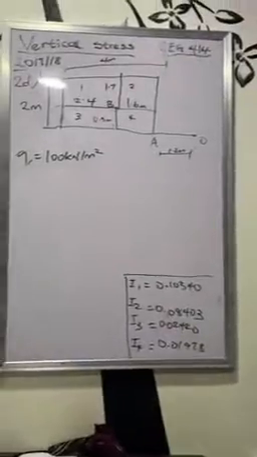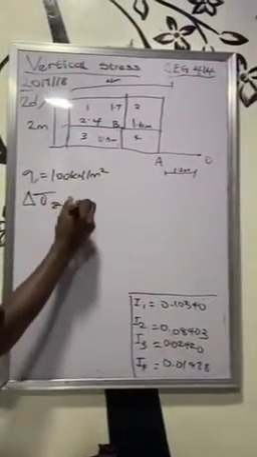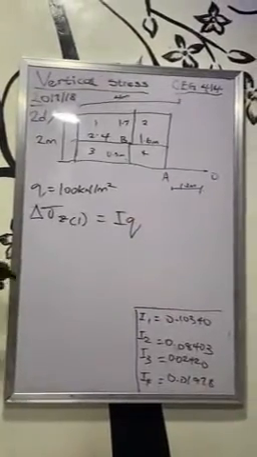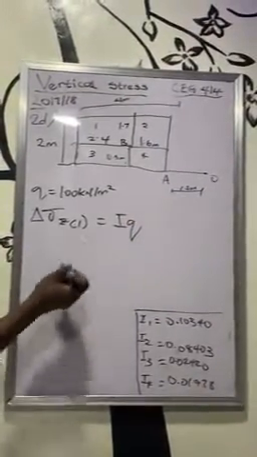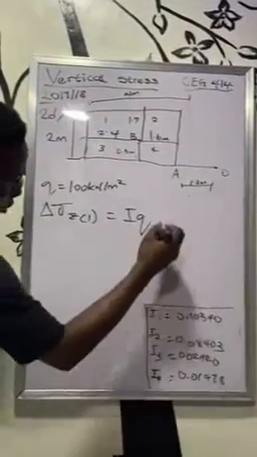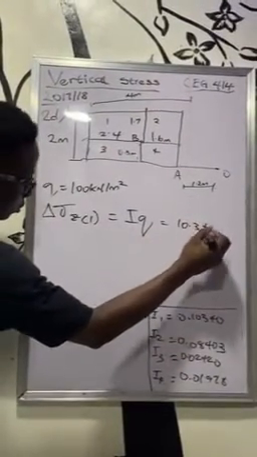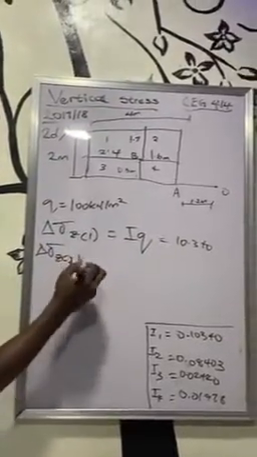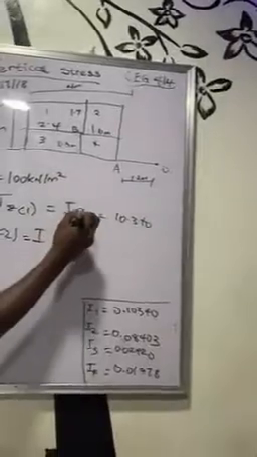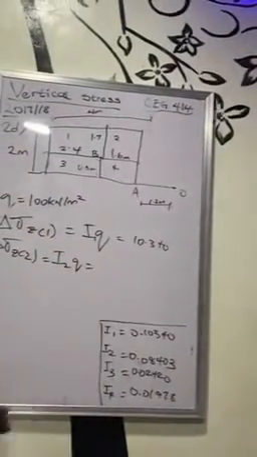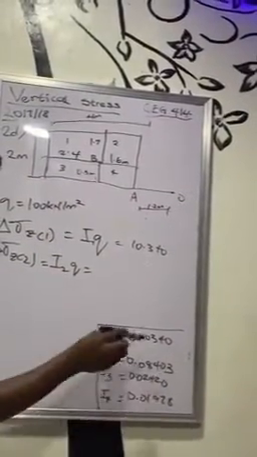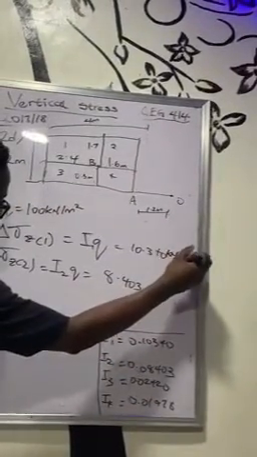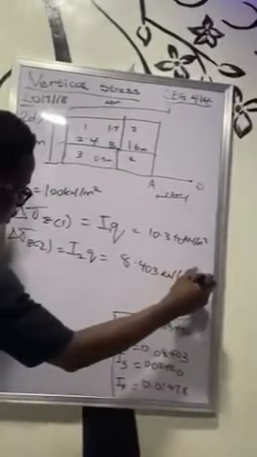Seeing that we have all our I's, the change in stress for the first rectangle, where it is rectangularly loaded with a pressure, not a point load, is IQ. And our Q is 100, just multiply 100 by this. I should get 10.340. For the second one, I2Q, that's 100 times this, 8.403. Again, the unit is in kilonewton per meter square.